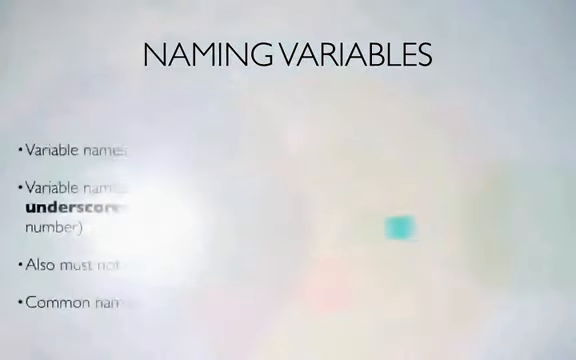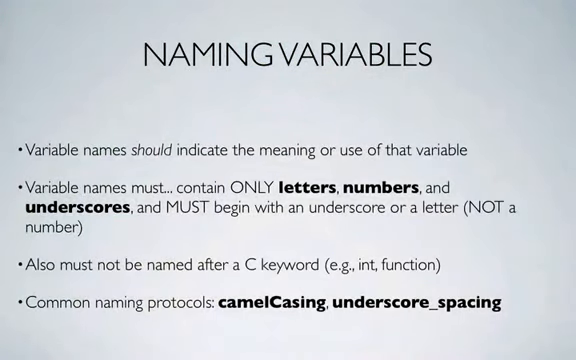So there are some rules as to how you can name your variables. Just as a basic rule of thumb, variable names should indicate the meaning or the use of that variable. So if you have a variable that stores, let's say, the number of wheels on a bicycle, you shouldn't name it y or x. You should name it numOfWheels or something along those lines. So to make programming less confusing for you, always make the variable name based on what kind of information it's storing.